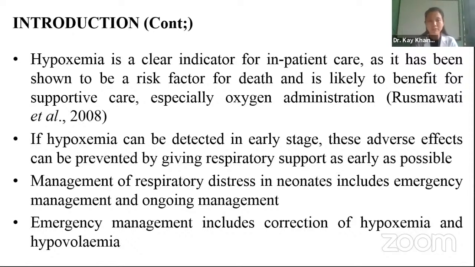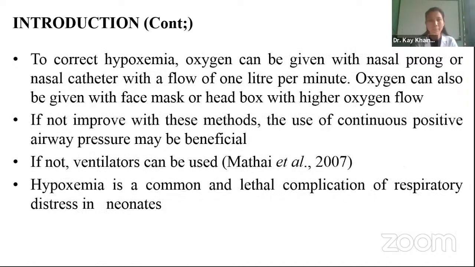If hypoxemia can be detected at an early stage, these adverse effects can be prevented by giving respiratory support as early as possible. Management of respiratory distress in neonates includes emergency management and ongoing management. Emergency management includes correction of hypoxemia and hypovolemia. To correct hypoxemia, oxygen can be given with nasal prongs and nasal catheter with a flow of 1 liter per minute. Oxygen can also be given with a head box with higher oxygen flow. If not improved with this method, the use of continuous positive airway pressure may be beneficial. If not, a ventilator can be used.